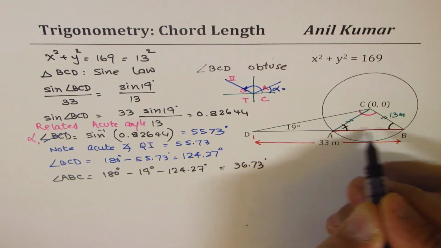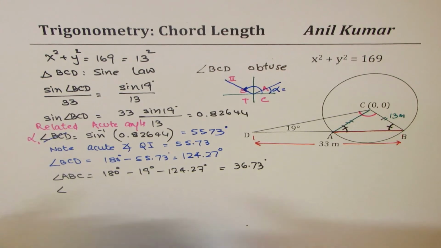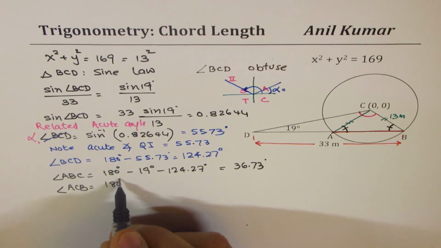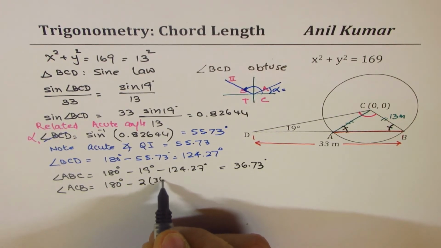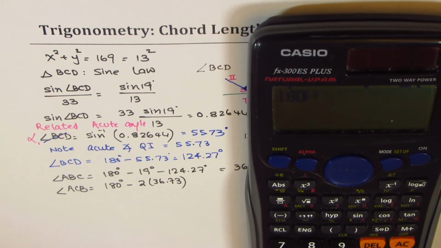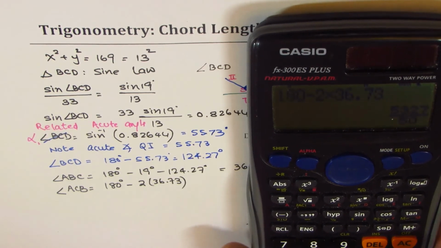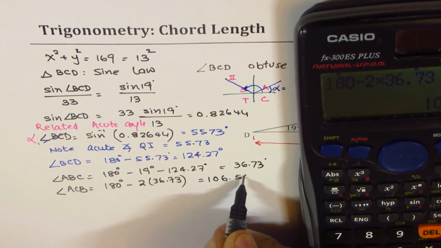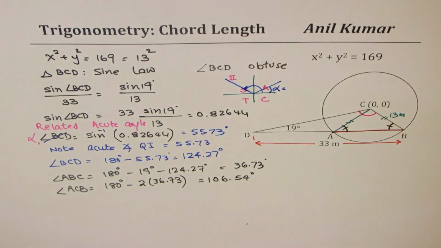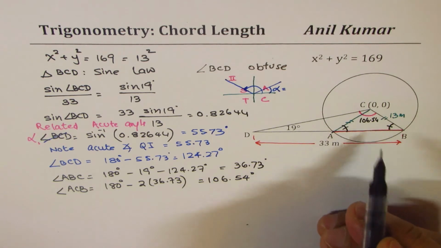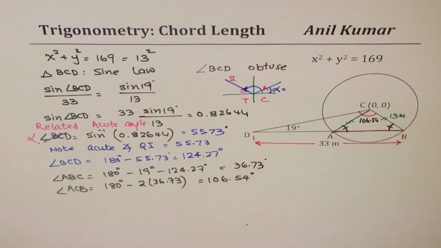Now here also these two are equal, so we can find what is the angle ACB. So ACB will be 180 degrees minus twice 36.73, correct? So let's do that. So 180 minus twice 36.73, and this is equal to, in decimals, 106.54 degrees. You get it. So this angle here is 106.54, and now we can apply sine law in the triangle.